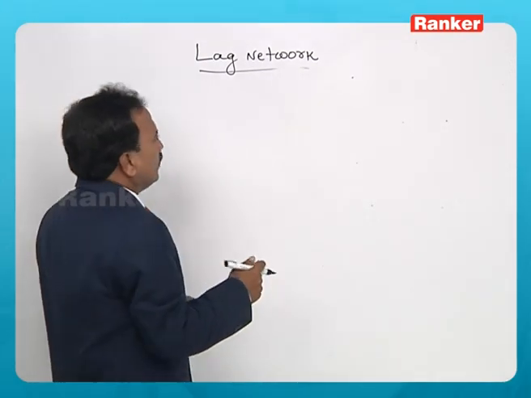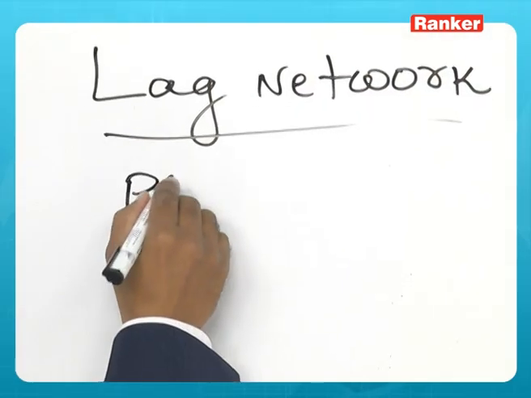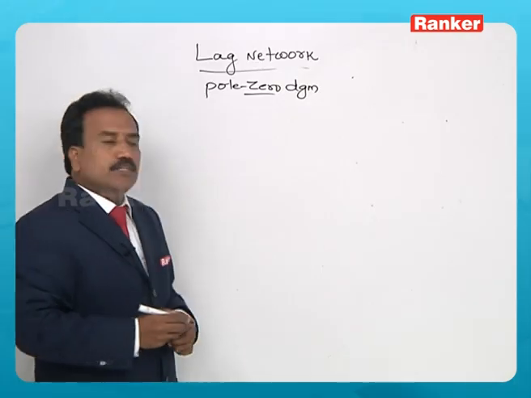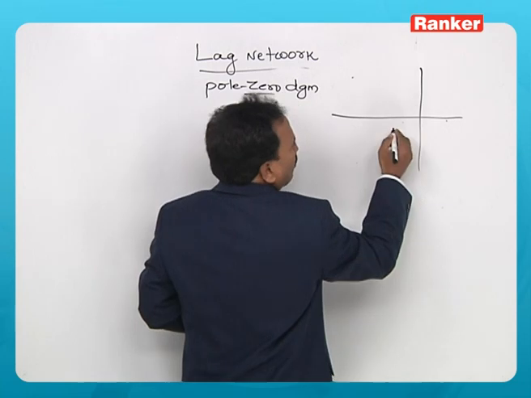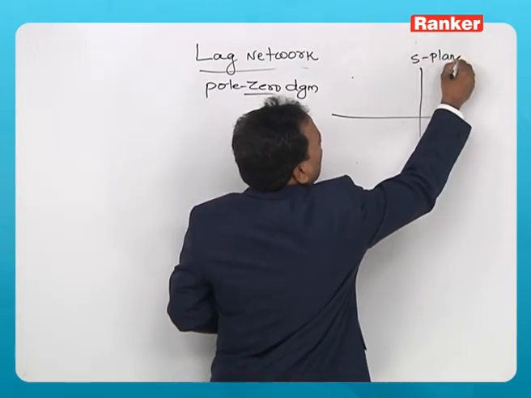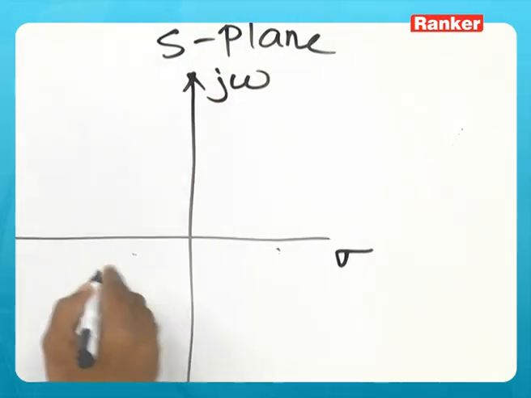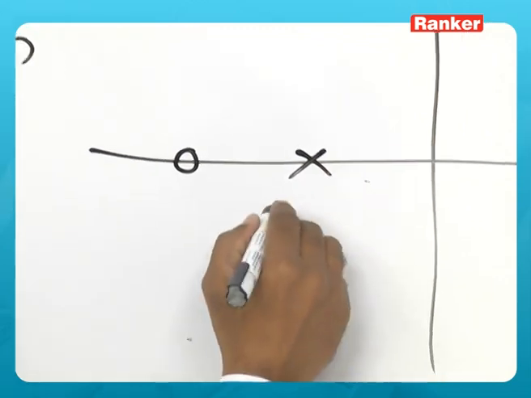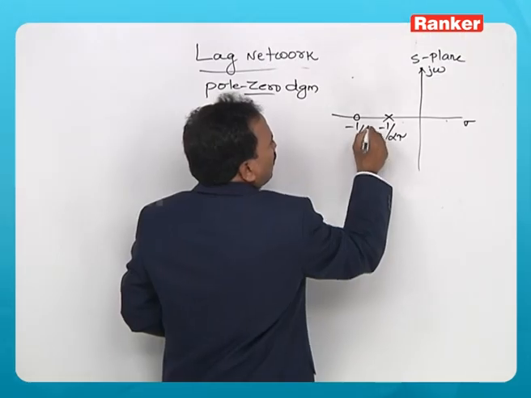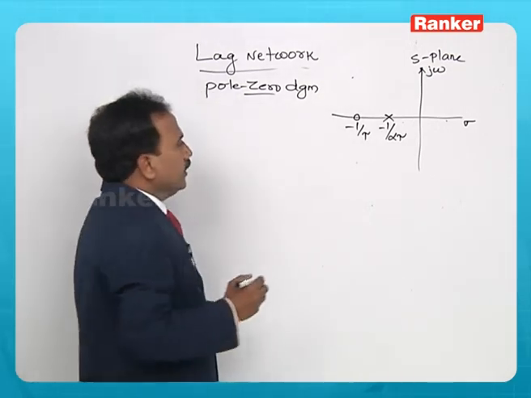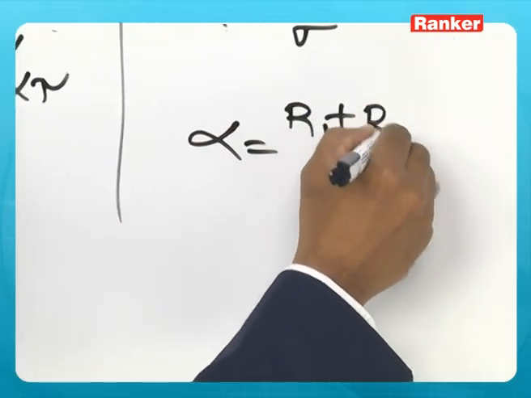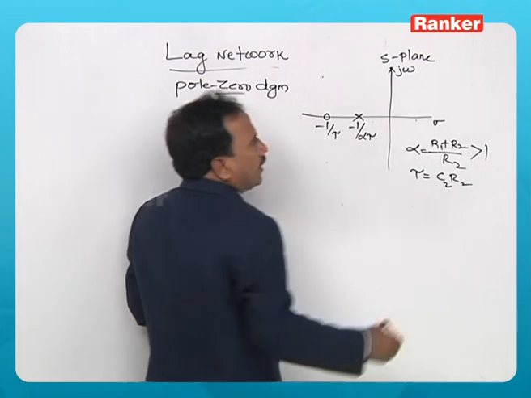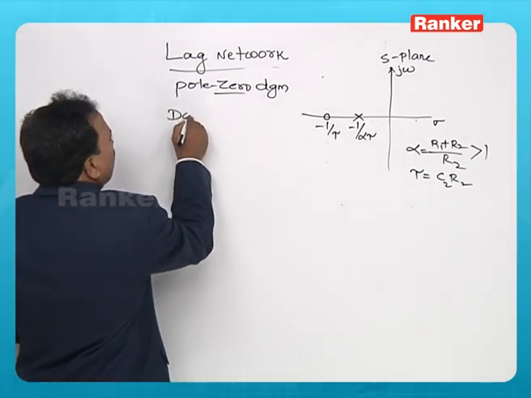So the pole zero diagram of the lag network: this is the S plane, real axis and imaginary axis. Pole is dominant here, and the zero is here. So this is minus 1 by alpha tau, this is minus 1 by tau, because alpha is greater than 1 here. Alpha is equal to R1 plus R2 by R2, which is greater than 1. And tau is the time constant of the lag network. So in this case, you have a dominant pole.